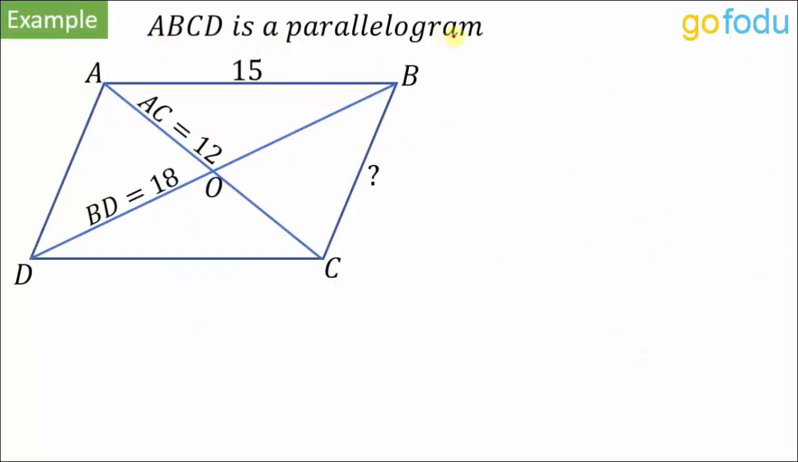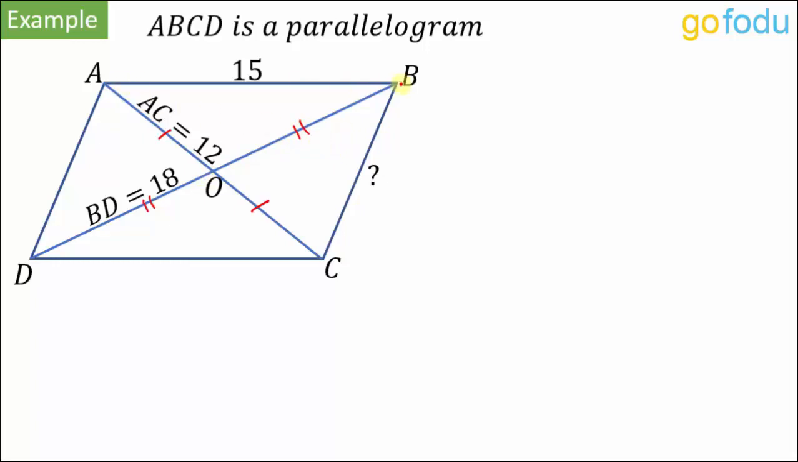ABCD is a parallelogram. So basics required here are that in a parallelogram, opposite sides are parallel. AB is parallel to DC and AD is parallel to BC. And opposite sides are also equal. AB is equal to DC and AD is equal to BC. Also, diagonals bisect each other. So AO is equal to OC and DO is equal to OB.